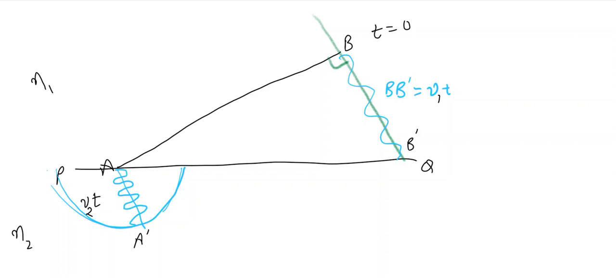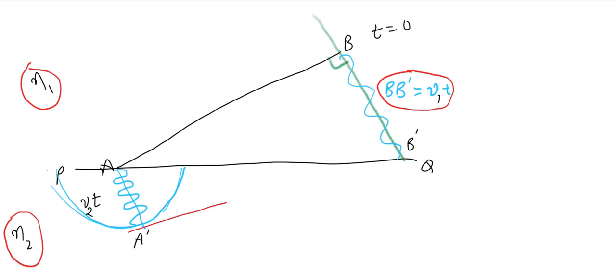So what is AA prime? The distance traveled by the secondary waves of A in the medium of refractive index eta 2. What is BB prime? The distance traveled by the secondary waves from point B in the medium of refractive index eta 1. V1t is not equal to V2t, unlike the previous case, but the Huygens principle is still applicable. Again, if I join A prime and B prime, I have two triangles. This has to be a right angle because of tangent and radius. This has to be a right angle because the wave is propagates perpendicular to the wavefront.